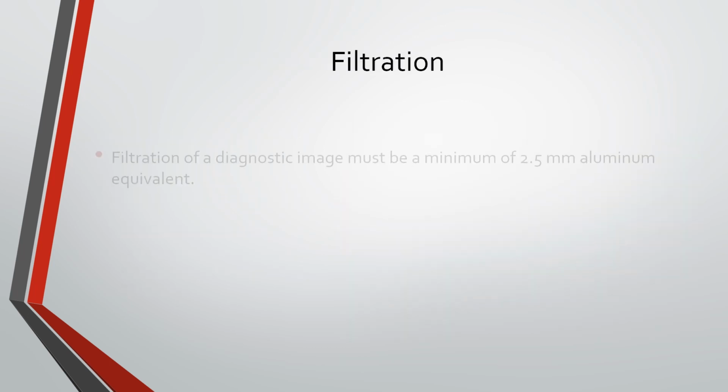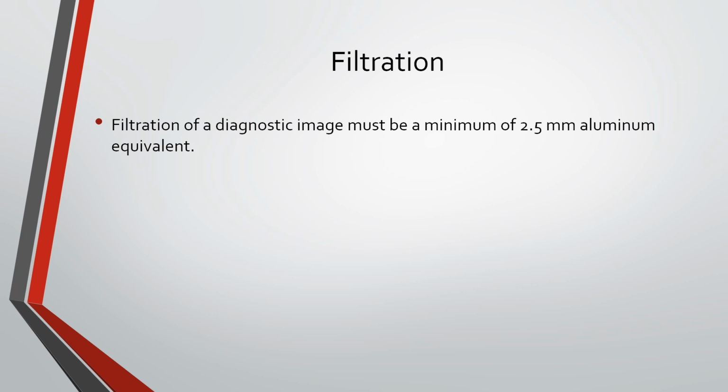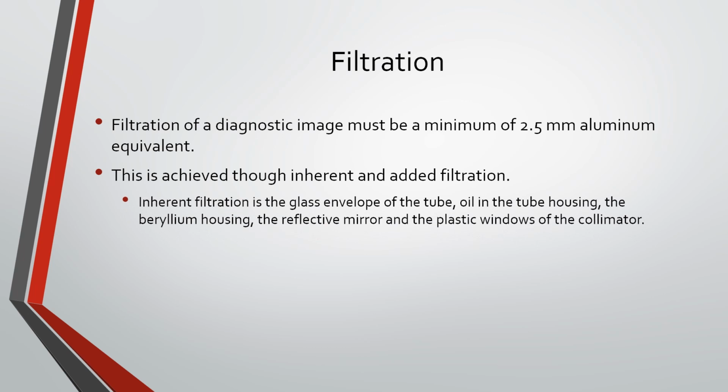So let's talk about where the filtration comes from. Filtration for diagnostic images must be a minimum of 2.5, as we talked about. This is achieved through inherent and added filtration. Inherent filtration is the glass envelope of the tube, the oil in the tube housing, the beryllium housing, the reflective mirror, and the plastic windows of the collimator. So all these things are the inherent filtration of the tube, and that's what's present. This would typically add up to about 1.5 millimeters equivalent.